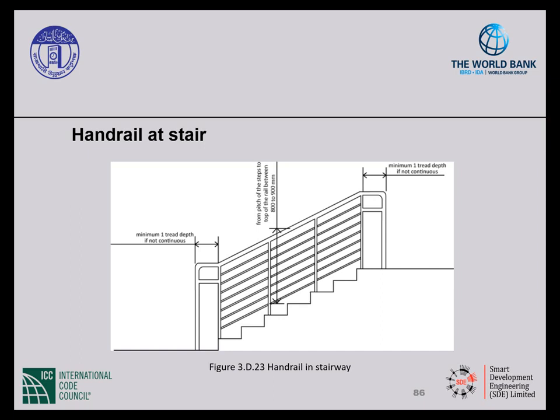Handrails at stairs should be provided on both sides. The height should be 850 to 950 millimeters from the tread, nosing, or landing to the top of the handrail. There should be horizontal extensions, a minimum 300 millimeters long. Handrails should be continuous throughout the entire length of the stair, and the extensions should return to the floor or to an adjacent wall.